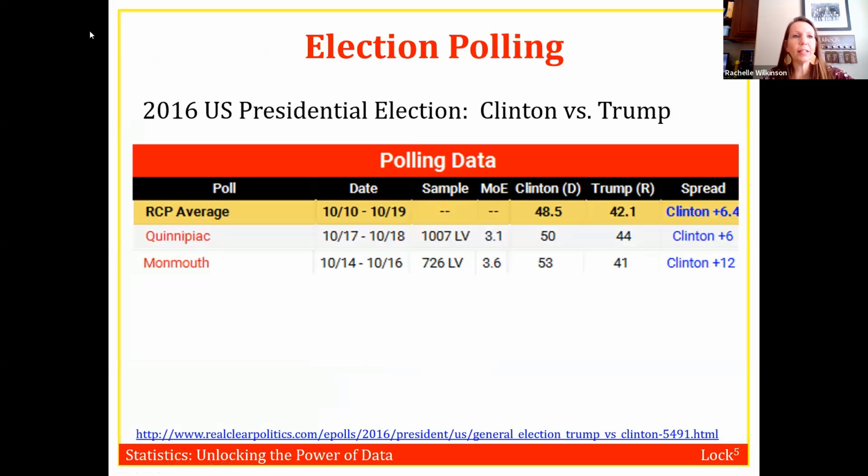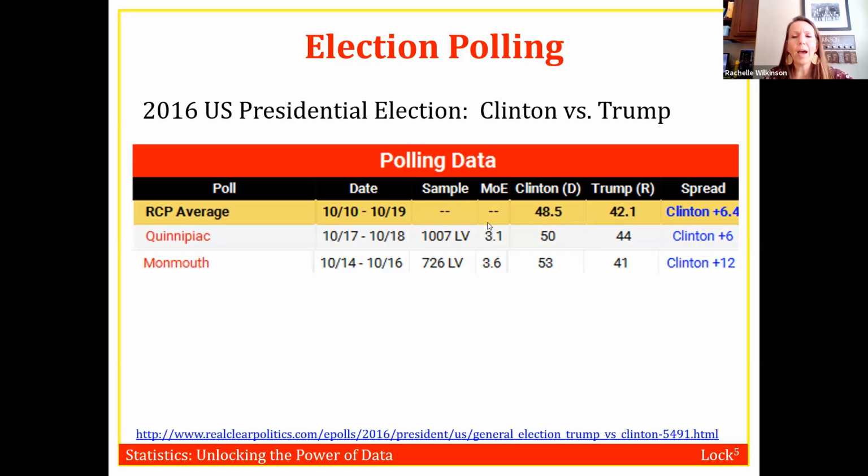All right, so last time we looked at some of that polling data from the 2016 presidential election, and these are a couple of the values that came from those polls. Here are two different polls, the Quinnipiac poll and the Monmouth poll. You can see it gives their point estimate for the proportion of people who said they plan to vote for Clinton. And in this column where it says MOE, that stands for margin of error. For the Quinnipiac poll it was 3.1, and for the Monmouth poll it was 3.6.